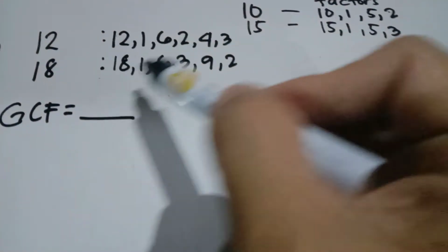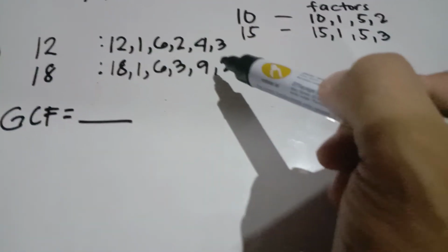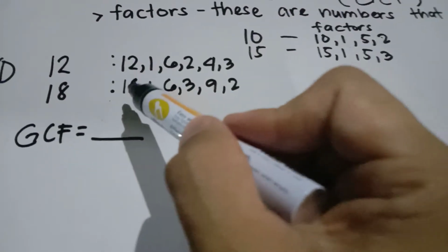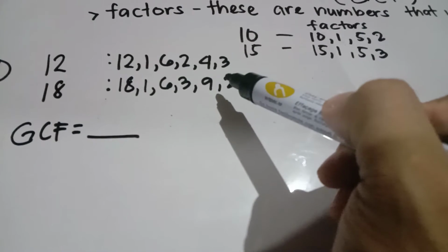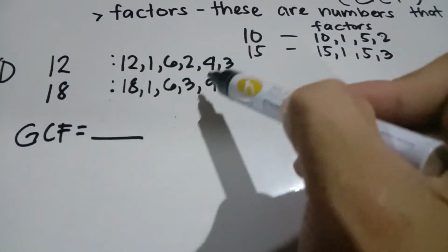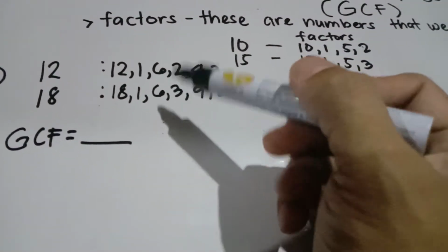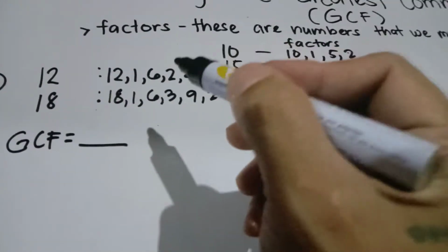Okay, double check. Baka mayroon pang nakalimutan na isulat. So, see to it na lahat ng factors ay naisulat. Just see to it na walang nakaligtaan na ilista na factors. So, after that, that's the first step.